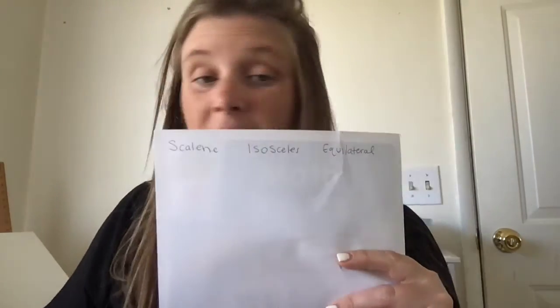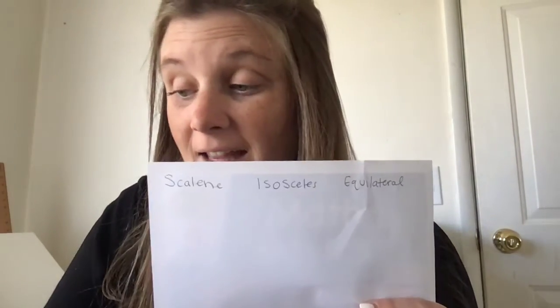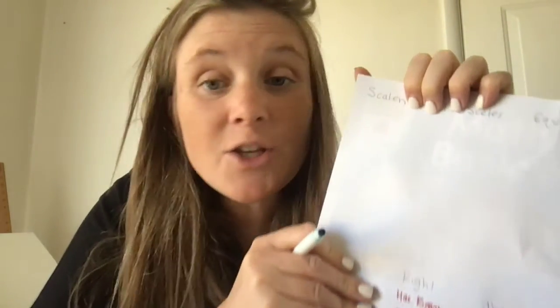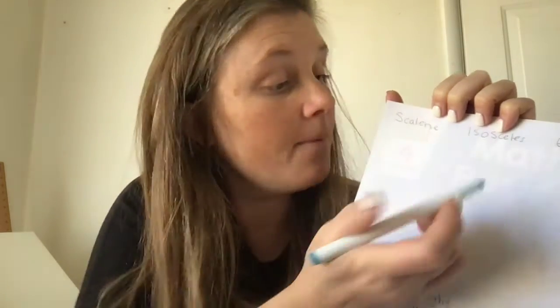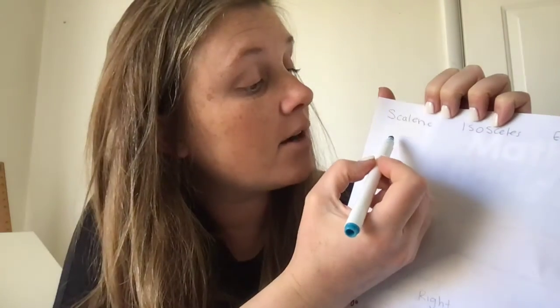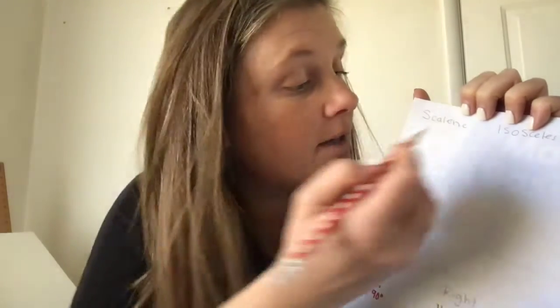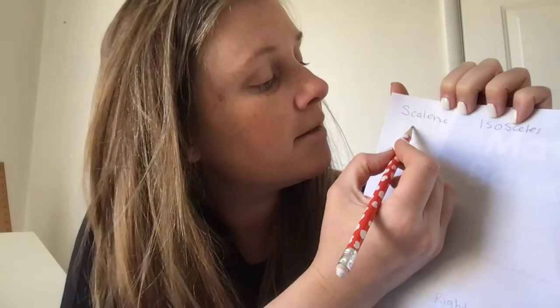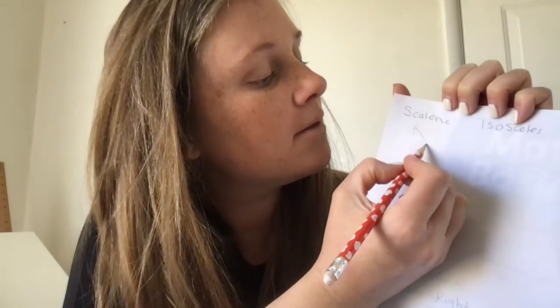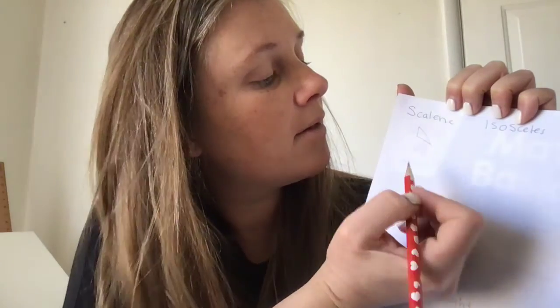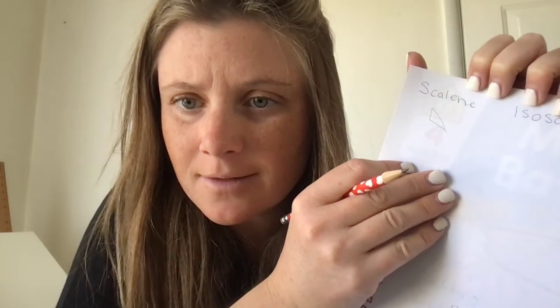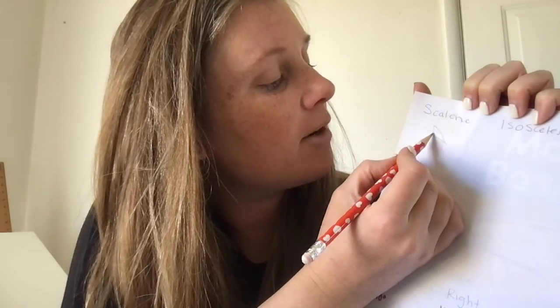Okay, let's first talk about a scalene triangle. A scalene triangle is when you have a triangle and all three sides are different lengths, okay? All three sides are different lengths. So let's see, can you draw one? Try and draw a triangle where all three sides are different lengths. How's that? Ooh, I made that one kind of like a right angle, huh?